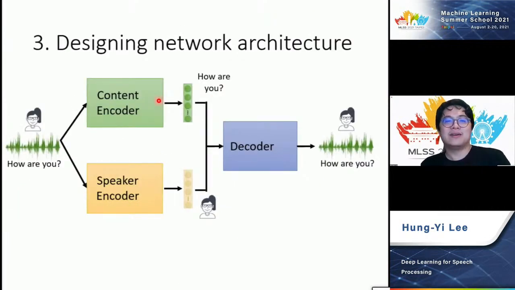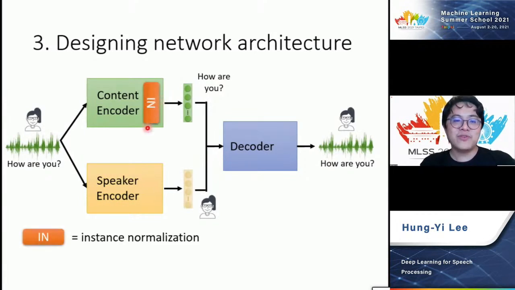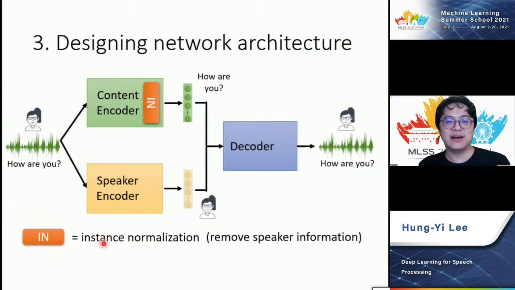The last part, which is the third approach, which I found very interesting, is that you can even design the network architecture to achieve speaker disentanglement. This is the place where you need some domain knowledge. You need to know how to design your network architecture so you can remove the speaker information and preserve the content information. And we found that instance normalization is the operation which can remove the speaker information.